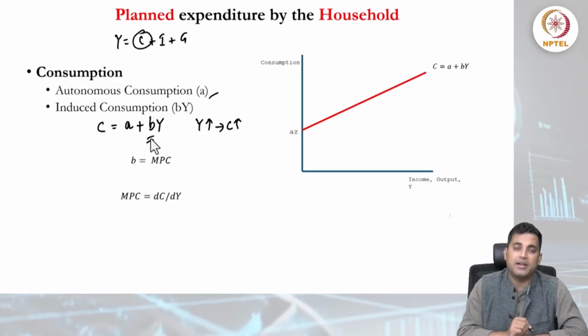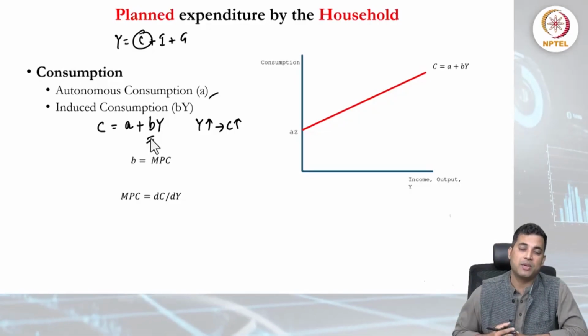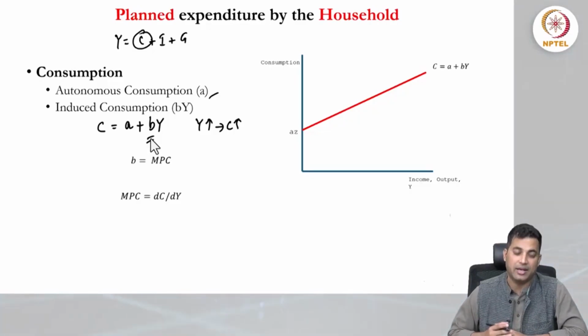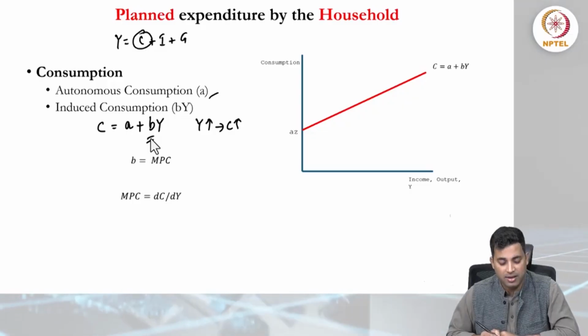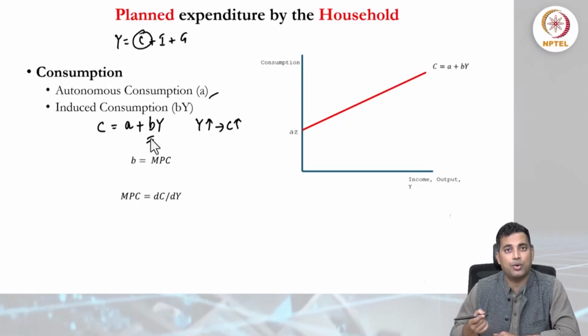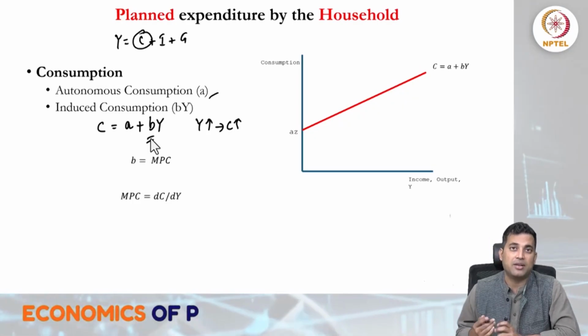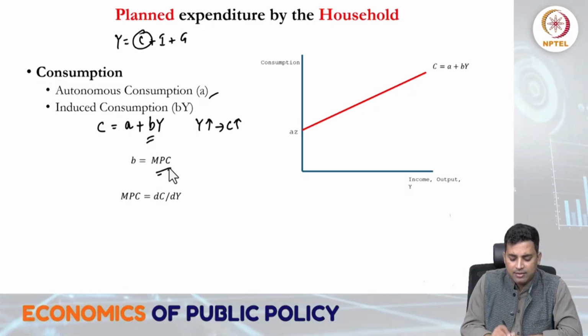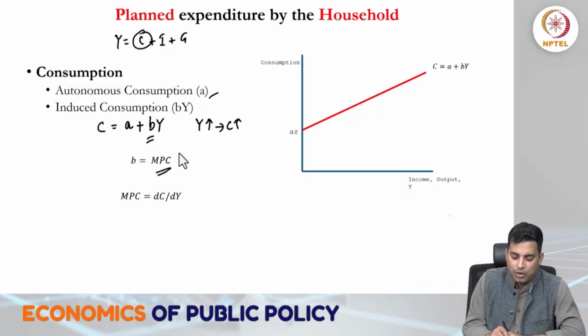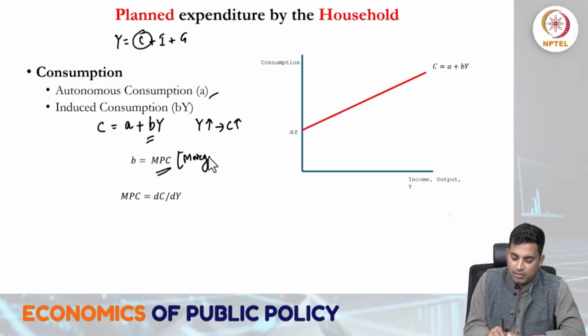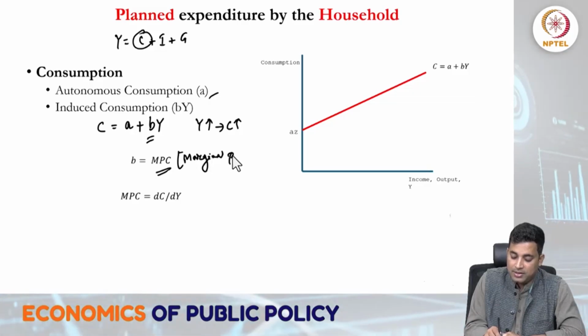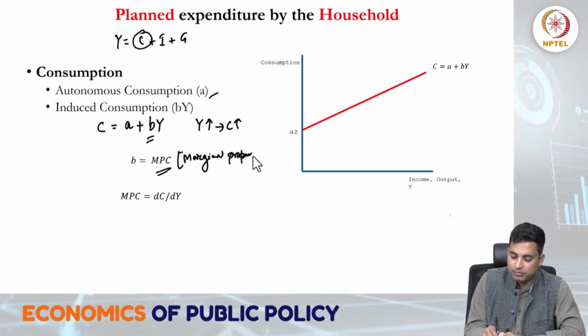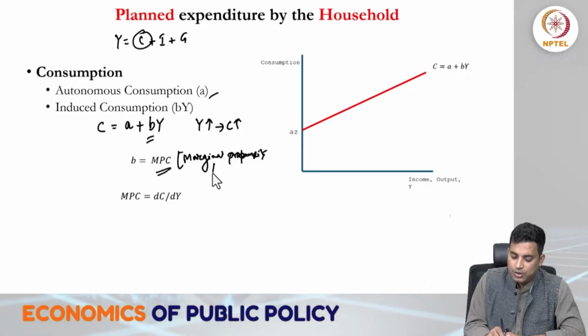So this b is very important, like how consumption expenditure and overall output are interrelated. Small b is the coefficient that determines the relationship between consumption and Y, and small b is called MPC, what we already know as the marginal propensity to consume.